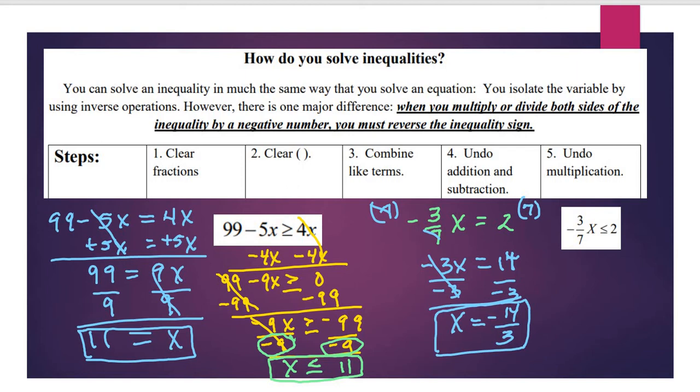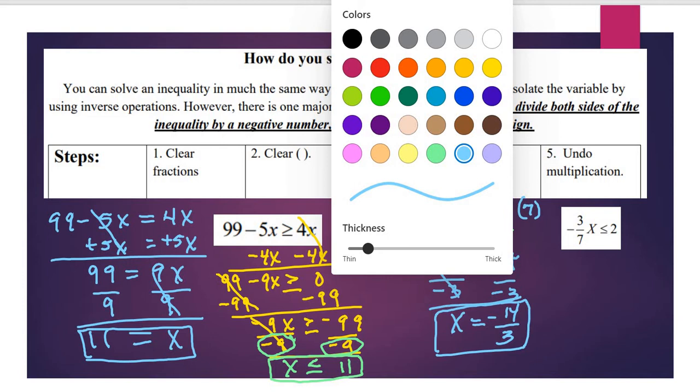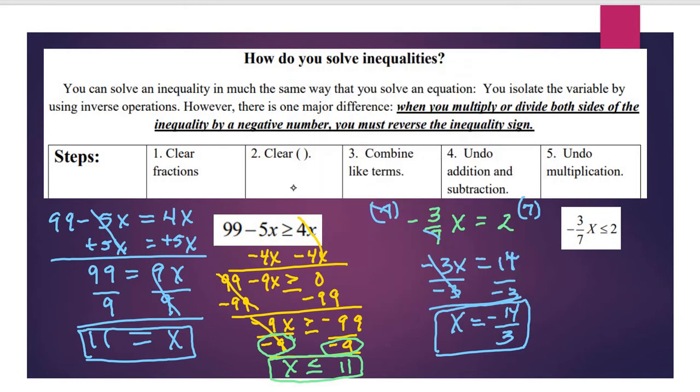Now we're going to do the same thing over here on this other side. You're going to say, multiply this by 7, multiply this by 7. And 7 times negative 3 is a negative 21 divided by 7 is a negative 3x less than or equal to 14. 2 times 7 is 14. Divided by negative 3, divided by negative 3. This cancels out. And I have a negative 14 over 3.